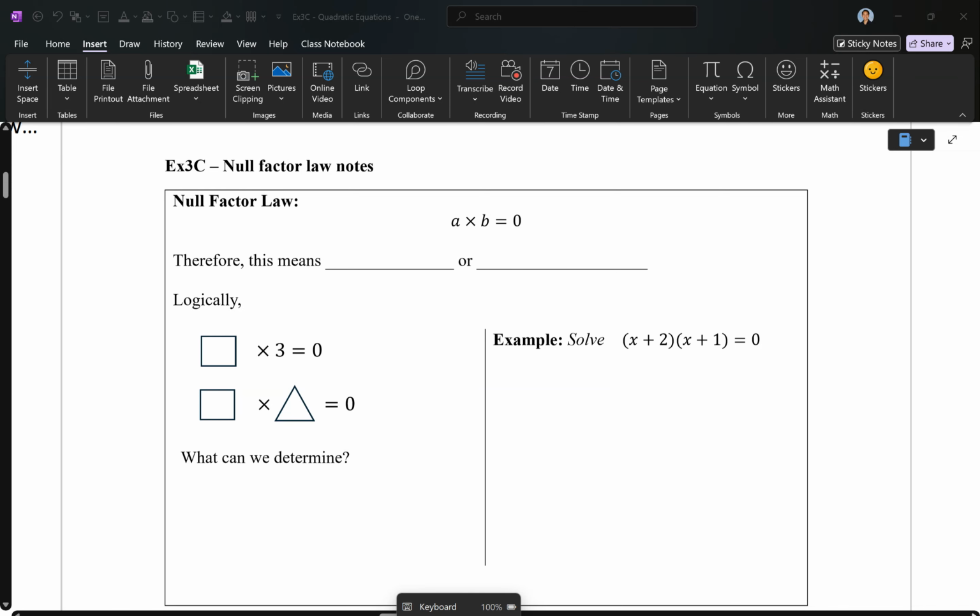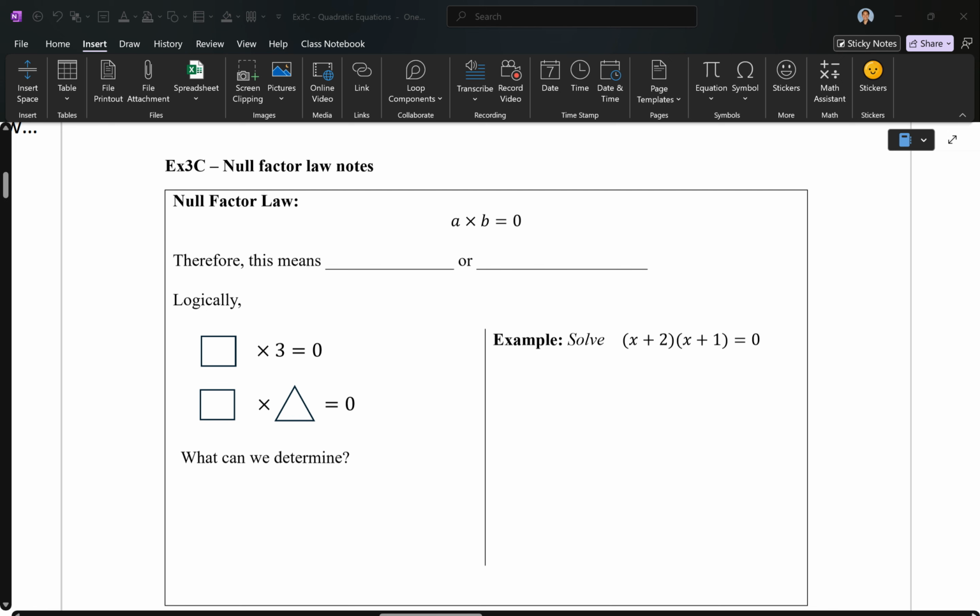Exercise 3C. This exercise you can summarize as solving quadratic equations, but you can't solve unless you factorize. 3B was factorize, 3A was expand and simplify. In 3B, I taught you difference of perfect squares, and at the same time, I also taught you how to factorize using the cross method. Those two skills you must be very proficient in, especially the cross method.